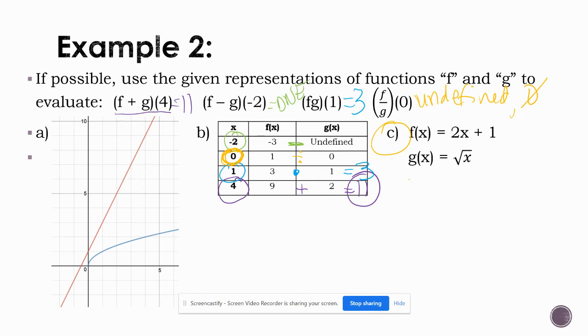So for f, when we're adding f plus g, you have 2 times 4 plus 1 plus the square root of 4, because it's asking us first to plug 4 in. So we have 8 plus 1, which is 9. The square root of 4 is 2. And 9 plus 2 is 11.